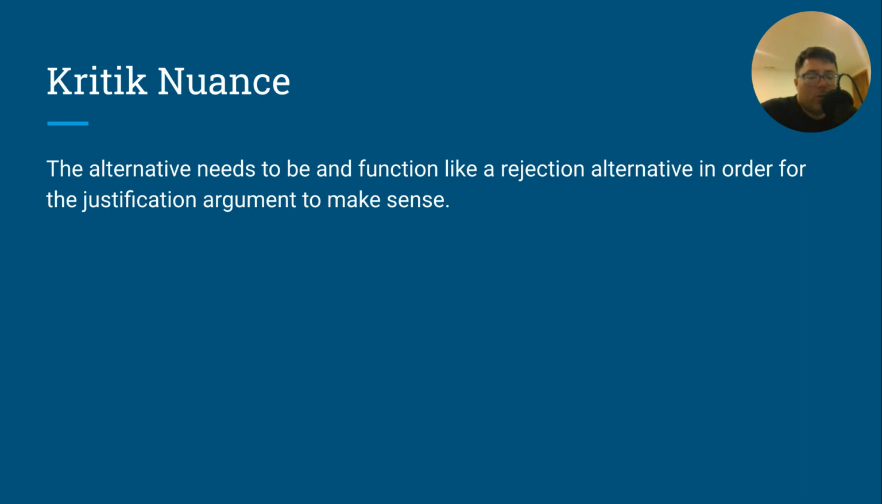The last thing to talk about when we're doing a crash course into the justification argument is that the alternative for the criticism you are reading, when reading it as a justification argument, has to be a rejection alternative. Otherwise, it's going to look like you're proposing something, and justification arguments don't propose anything. They just say, hey, the affirmative hasn't met their burden of proving the resolution true.